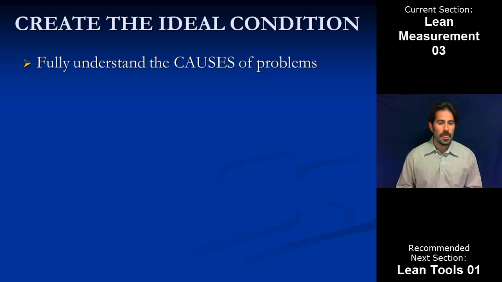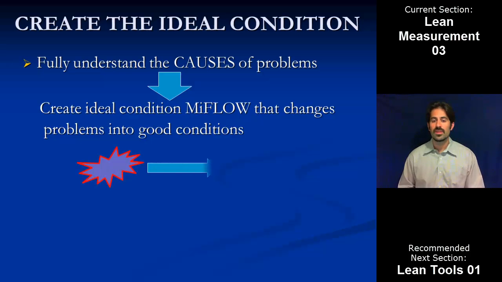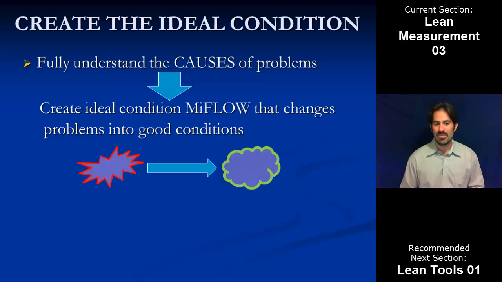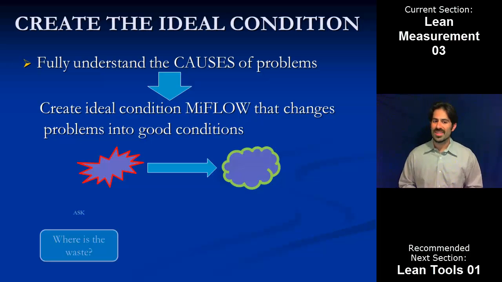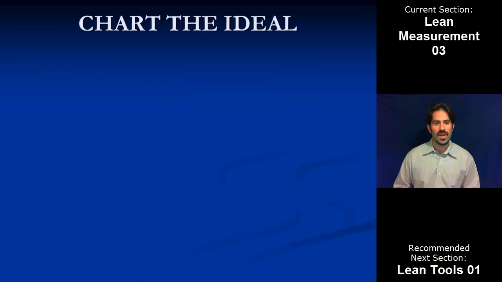So now we want to create the ideal condition. Let's understand the causes of the problems, and then create an ideal condition MiFLOW map that shows those problems changed into good conditions. Current condition, ideal condition, so we can start understanding where our gap is. In this case, stormy cloud to happy cloud. What we really want to do is ask where the waste is. That's finding these problems. Where is the waste? And then the answer, this ideal thinking: how should we eliminate that waste? And then let's represent it on the MiFLOW map.